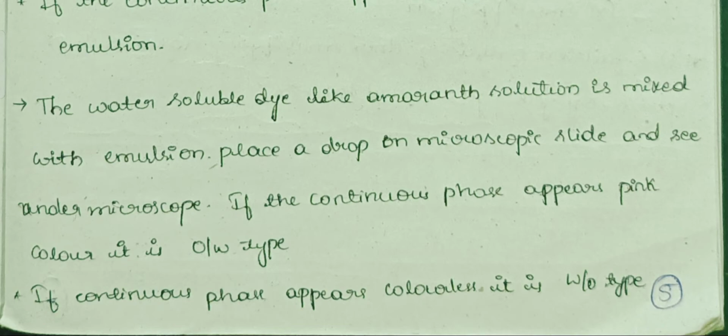But if the continuous phase, the external phase, appears colorless, then it is water in oil type, that is oil is present in the continuous phase and it does not take the color. Hence, we can conclude that it is the water in oil type of the emulsion. See, this dye test is to confirm whether it is the oil in water type or water in oil type of the emulsion.